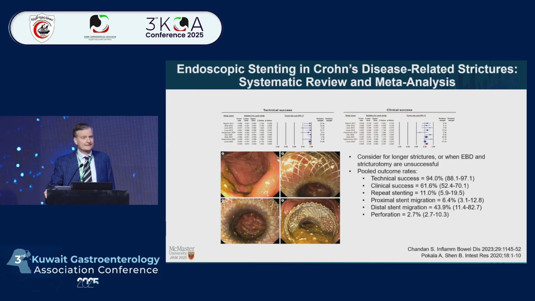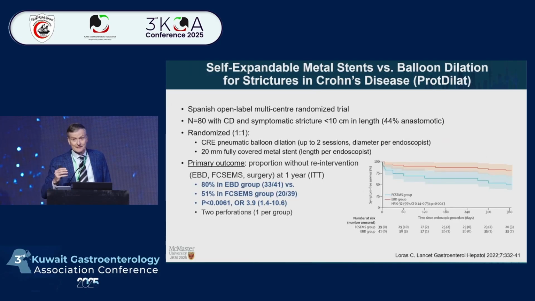The problem with stenting in the literature has really been stent migration, particularly distal stent migration. If you look cumulatively, it's over a 40% rate of distal stent migration using that in Crohn's-related strictures. So it really hasn't found its place as a mainstay, maybe for specific patients with longer strictures where other techniques have failed.